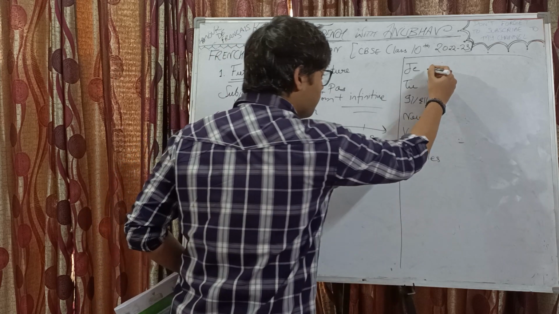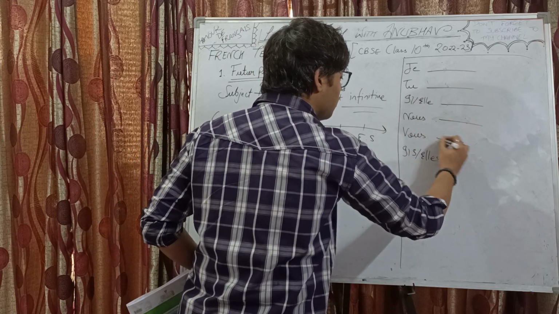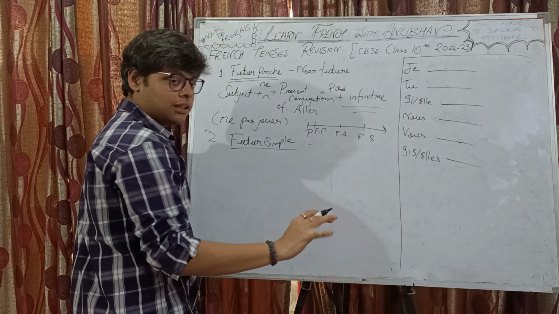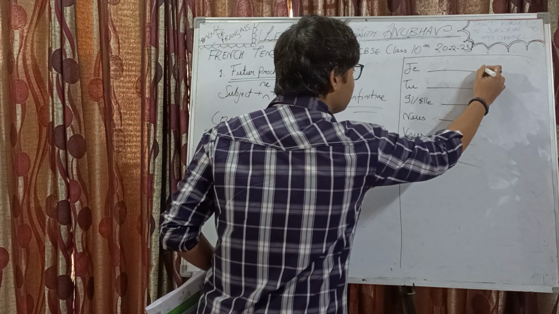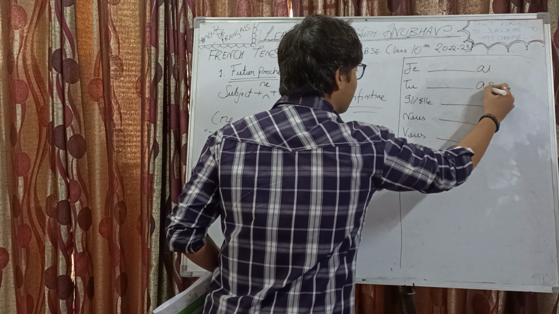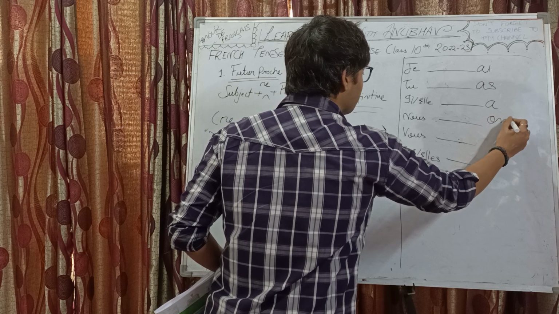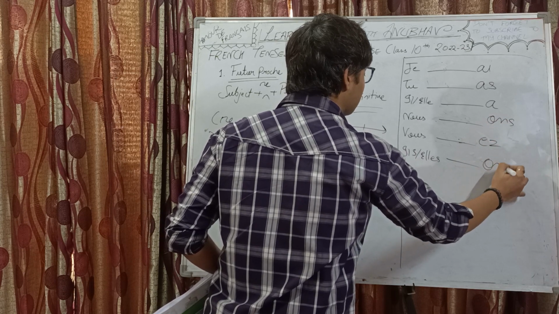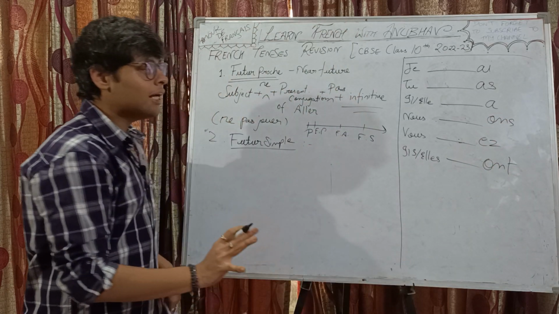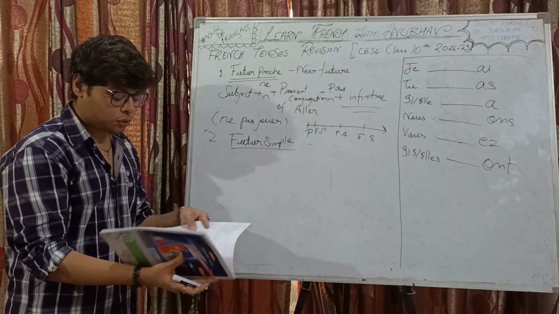You have the stem. How to form the stem I will be discussing in a minute. Let's first quickly discuss the endings: ai, as, a, ons, ez, ont. These are your endings for the future simple tense.